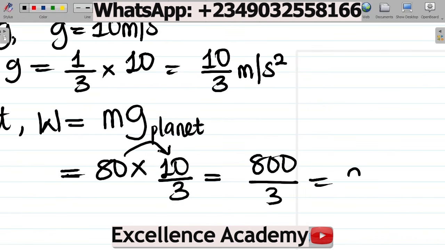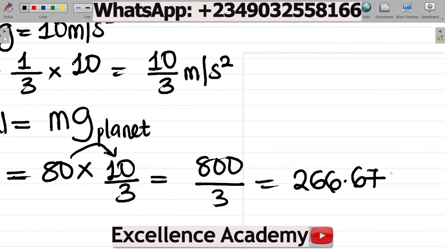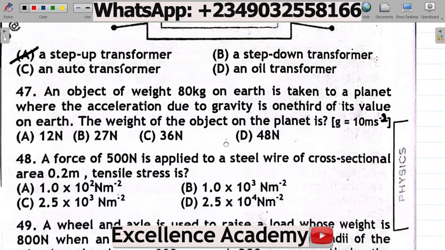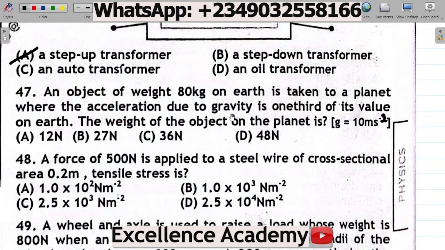So this will give you 266.67. We are measuring weight, all right? We are calculating for weight. Weight is in Newton. So you have 266.67 Newton. That will be the value. So you can see none of the options are here. All right, so let's see. So the correct answer should be 266.67 Newton. That should be the correct weight.